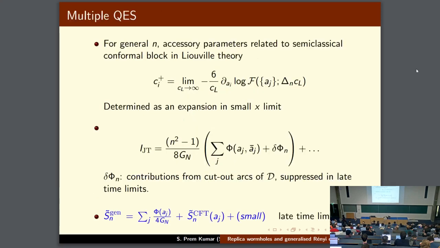You can do this also for a general replica number and a general number of branch points, in which case the replica partition function is related to some semi-classical conformal block in Liouville theory. The upshot of all this is that the notion of generalized entropy for a general number of quantum extremal surfaces looks like the standard generalized entropy formula, except that now you have to interpret it as a generalized modular entropy. But there are non-trivial corrections which correspond to interactions between these different branch points. In the late time limit, when these quantum extremal surfaces and islands dominate the entropy, these corrections actually are small.